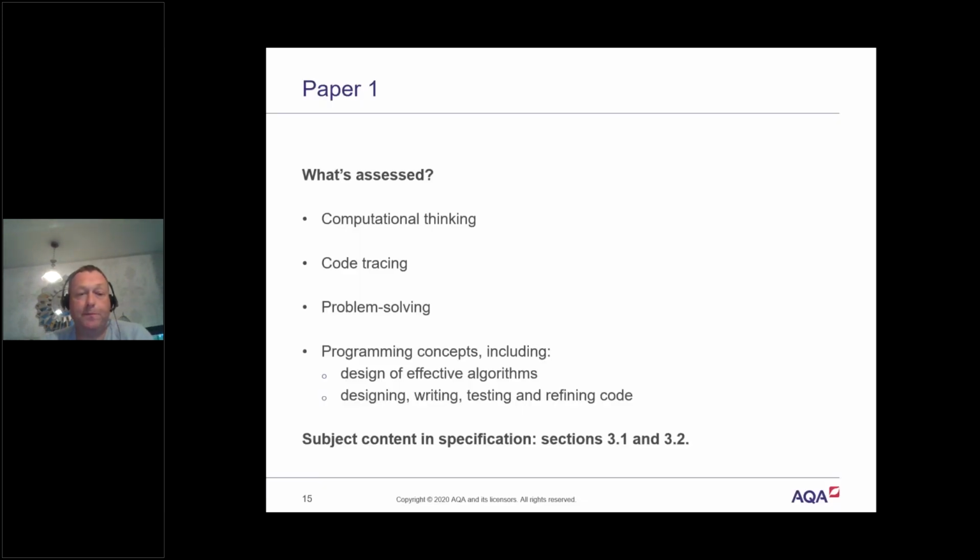Okay, so looking at the paper 1 assessment. So what are we assessing? We're assessing computational thinking, code tracing, problem solving, and programming. And the subject content from this specification comes from section 3.1 and 3.2 of the specification. Remember in the specification, we have the subject content and we have the additional information. The subject content is the content that we assess in the examinations. The additional information really gives you as a teacher the parameters around which we're going to do those assessments.